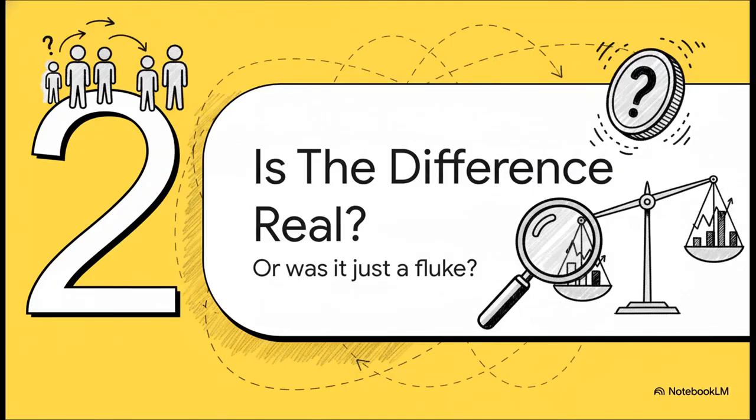Okay, so we've described our data. We saw that there's a difference between our groups. But here comes the million-dollar question. Is that difference actually real and meaningful? Or was it just a random fluke? Did we just get lucky with the people we happened to test? Answering that is the job of inferential statistics.